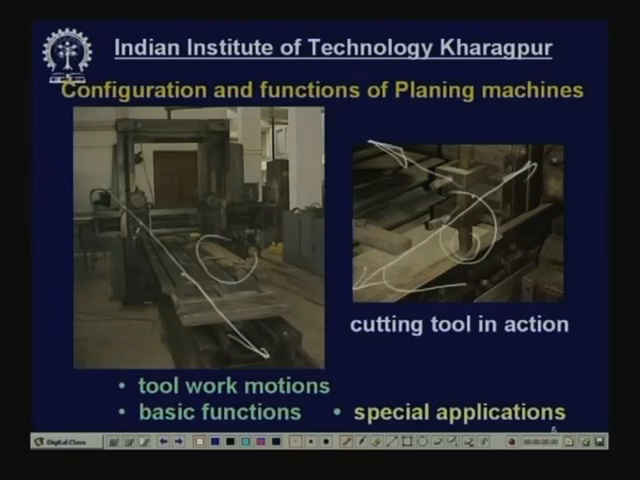So, the tool is given the feed motion, slow feed motion, and the workpiece is given the fast cutting velocity. This is the basic difference in principle from the shaping machine. Besides that, planing machines are very large.